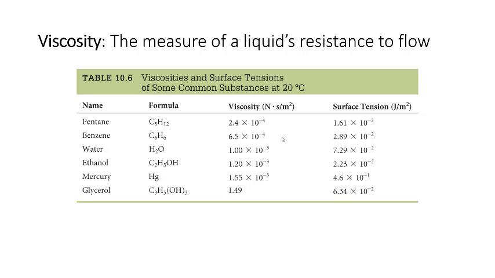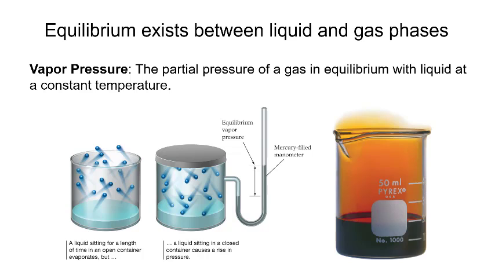Okay, so if we take a look at these viscosity values where we have our high viscosity to low viscosity, we're talking about different amounts of intermolecular forces. So the stronger our intermolecular forces, the higher the viscosity. The lower our intermolecular forces, the lower our viscosity. So now let's talk about the equilibrium existing between our liquid and gas phase that we know as the vapor pressure. So the vapor pressure is defined as the partial pressure of gas in equilibrium with liquid at constant temperature.